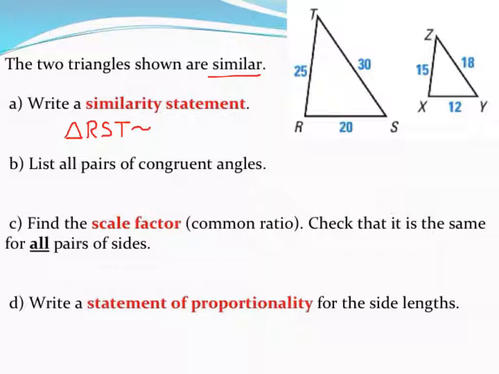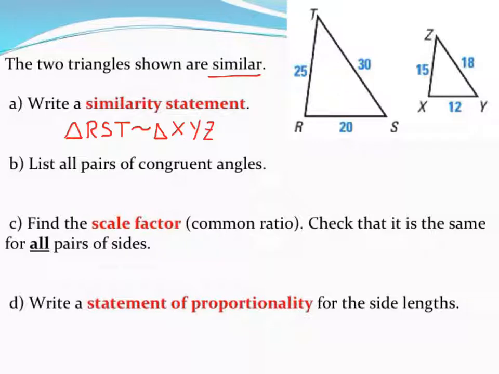Instead, the symbol for similarity is just the squiggle. So we're going to say triangle RST is similar to triangle. And now this second one does need to match up. And I can see that angle R matches up to X, and then if I continue my way around the triangle, that continues to Y and Z. So there's my similarity statement, almost identical to writing a congruency statement.